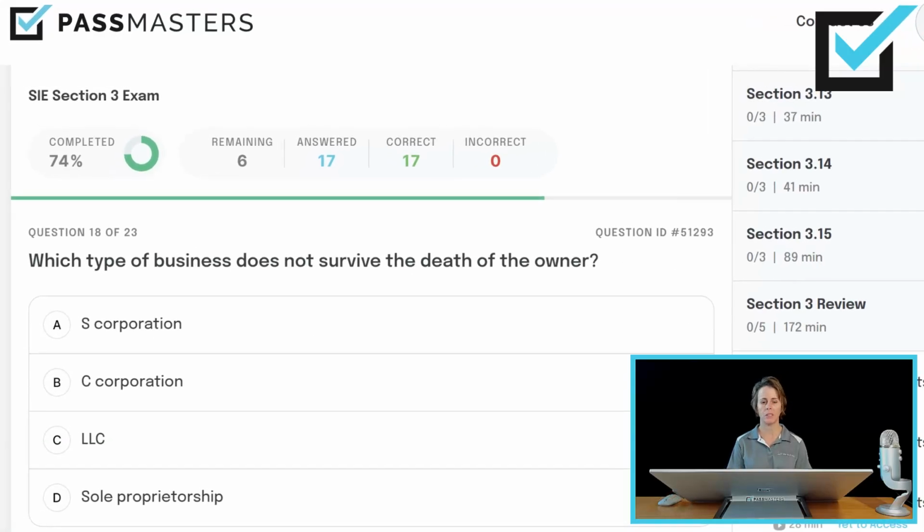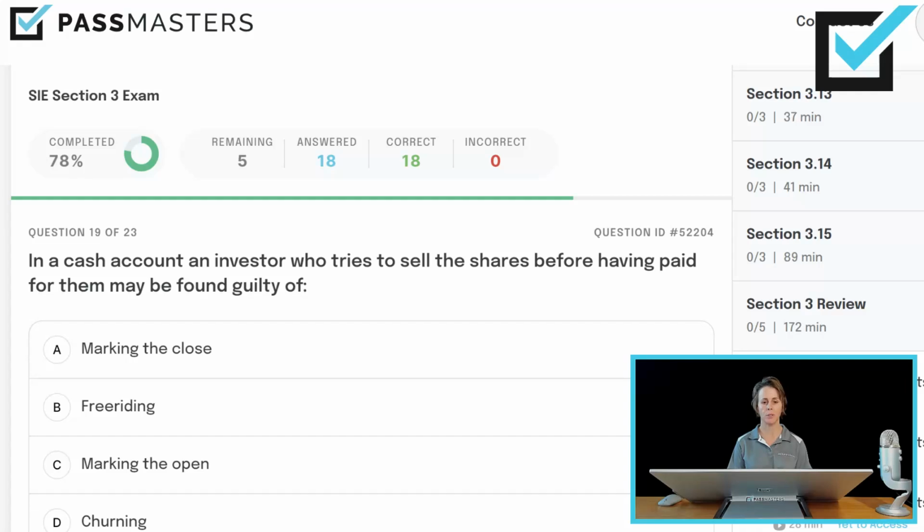Which type of business does not survive the death of the owner? S corporation, C corporation, LLC, or sole proprietorship. It is the sole proprietorship that does not survive the death of the owner. In a cash account, an investor who tries to sell the shares before having paid for them may be found guilty of marking the close, free riding, marking the open, or churning. It's called free riding when you try to sell shares before you've paid for them. It is prohibited, of course.